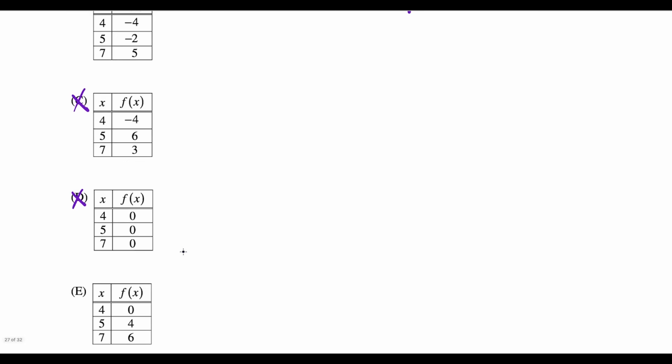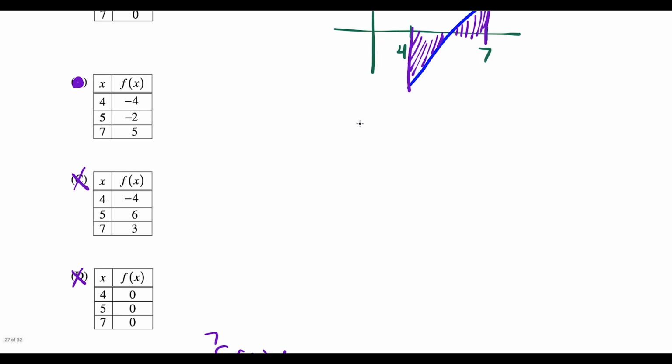it's no good. In choice E, we start at 0 and go only positive, which would mean the integral from 4 to 7 of f of x dx in this case would have to be greater than 0, so that's why choice E is out. So we are definitely going with choice B here.